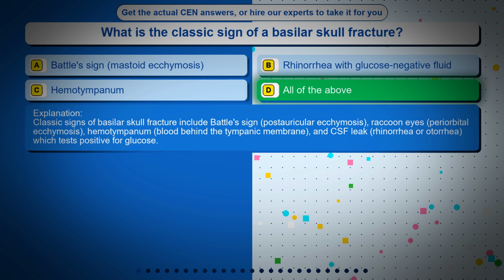Classic signs of basilar skull fracture include Battle's sign, postauricular ecchymosis, raccoon eyes, periorbital ecchymosis, hemotympanum, blood behind the tympanic membrane, and CSF leak, rhinorrhea or otorrhea, which tests positive for glucose.